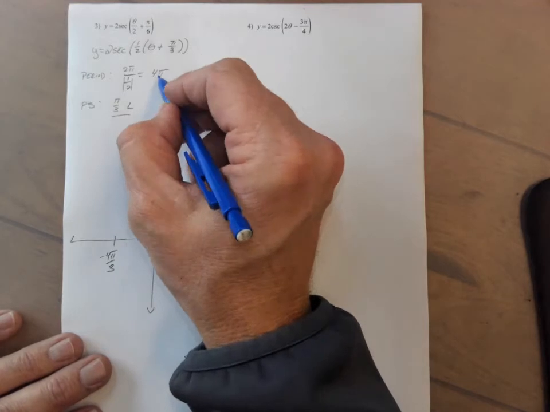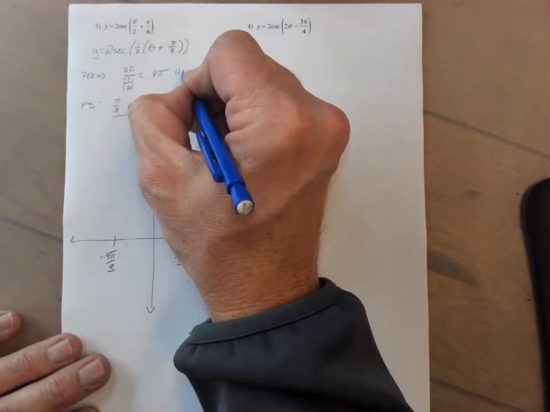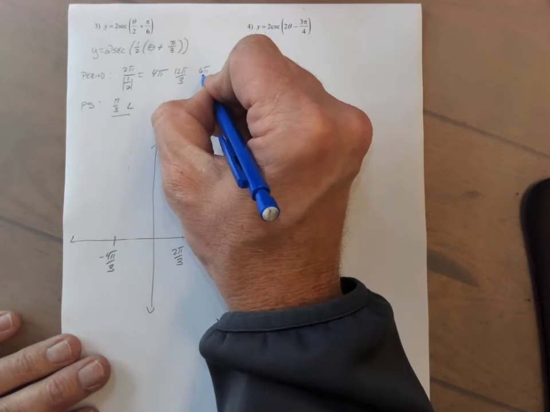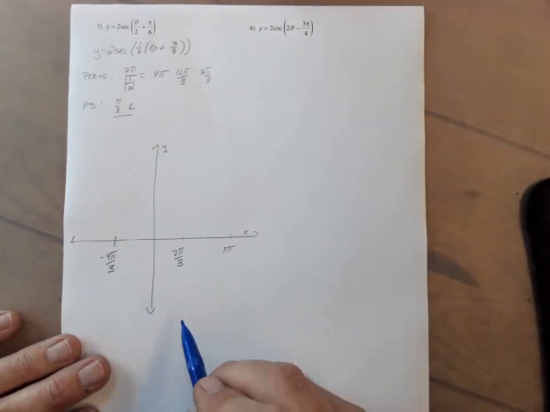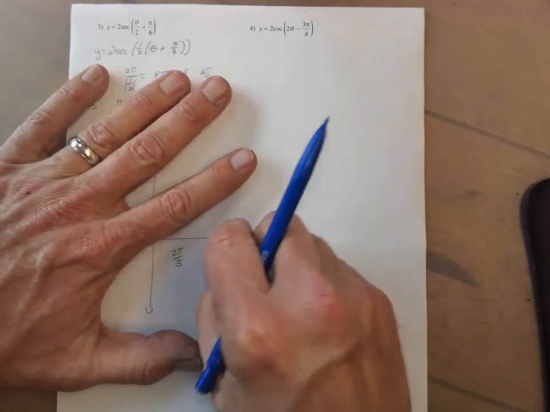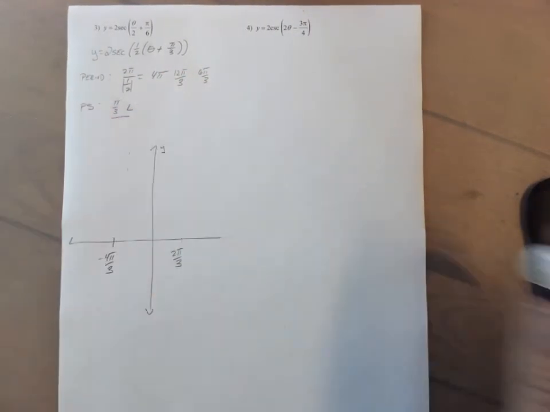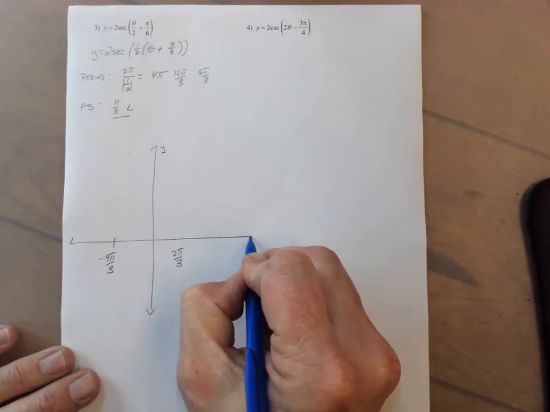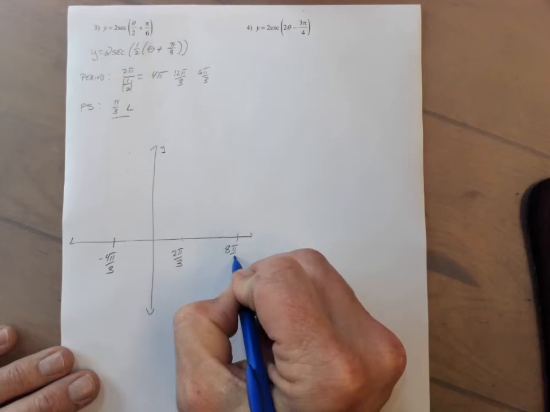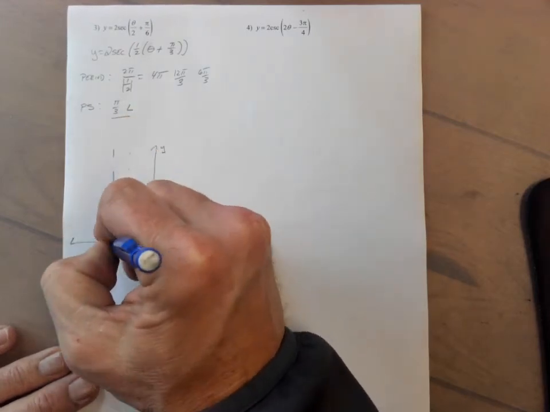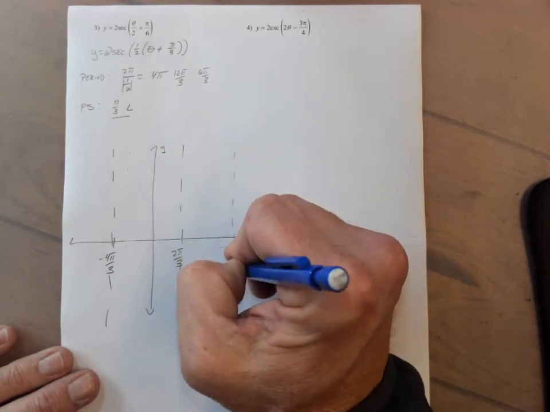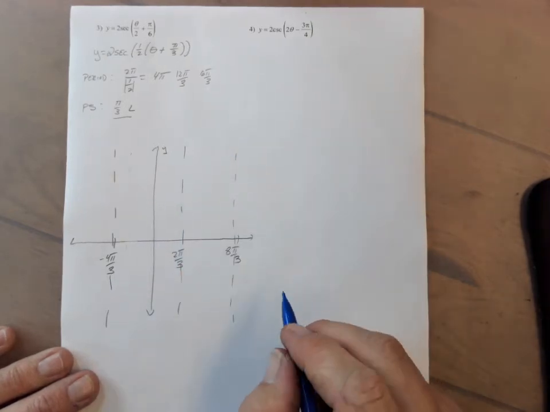Right, and 4 pi in terms of thirds, right? That's 12 pi over 3. Half of that is 6 pi over 3, right? And each one of these is half a period. So from negative 4 add 6, we get to 2. And then from 2 pi over 3, we're going to add 6 pi over 3, and we get 8 pi over 3. So there are the asymptotes.